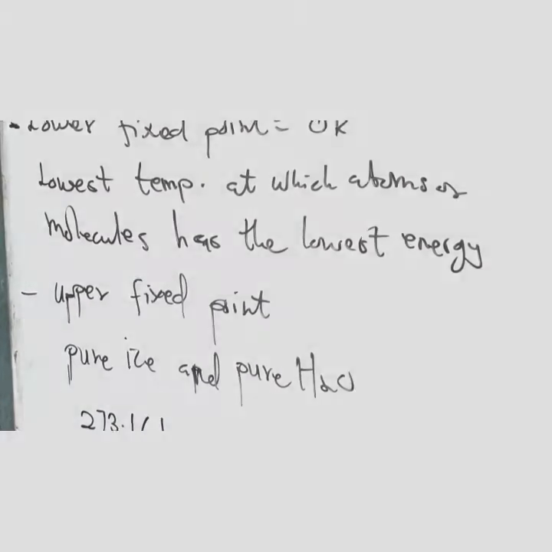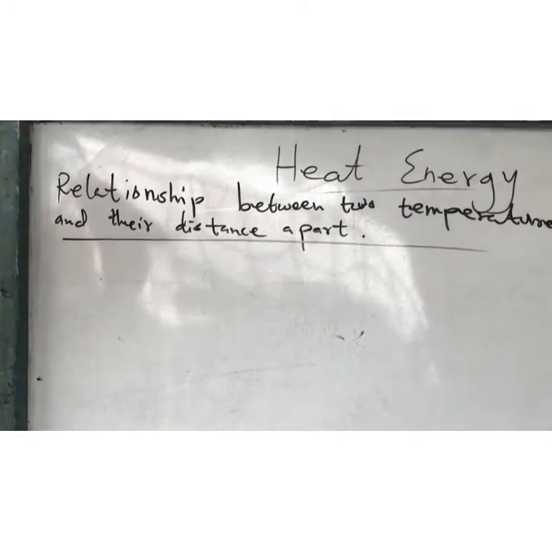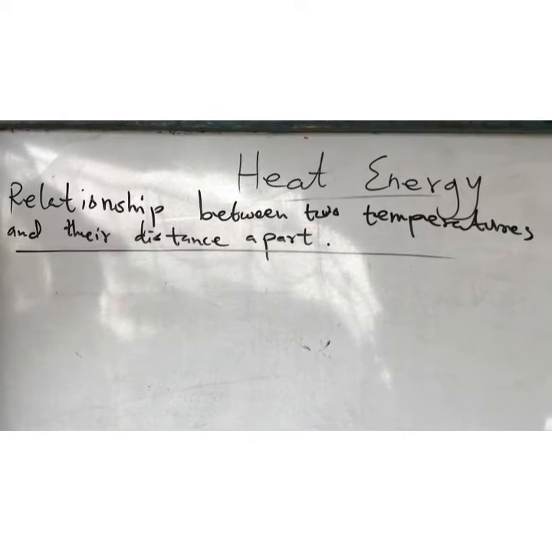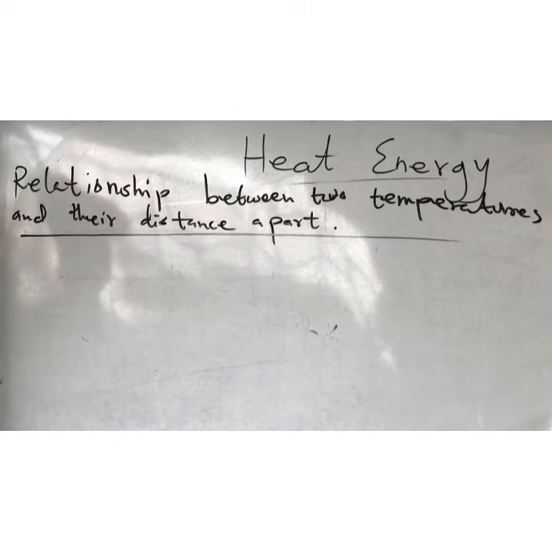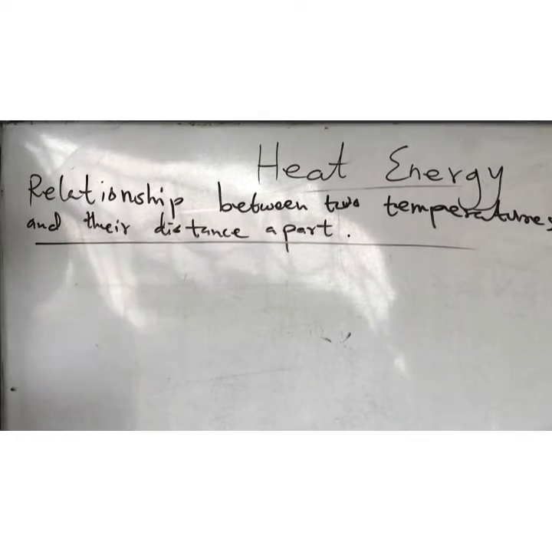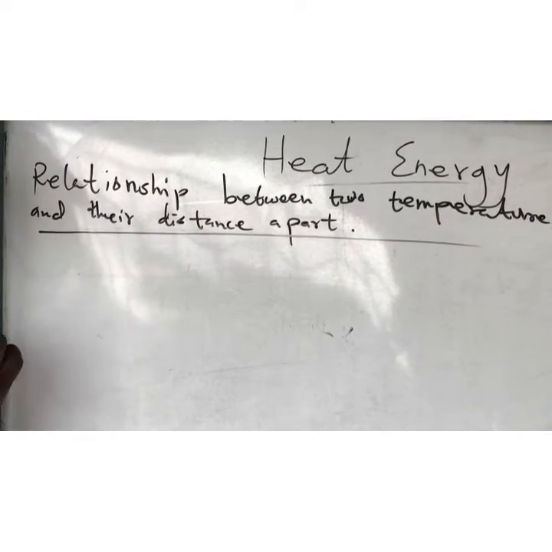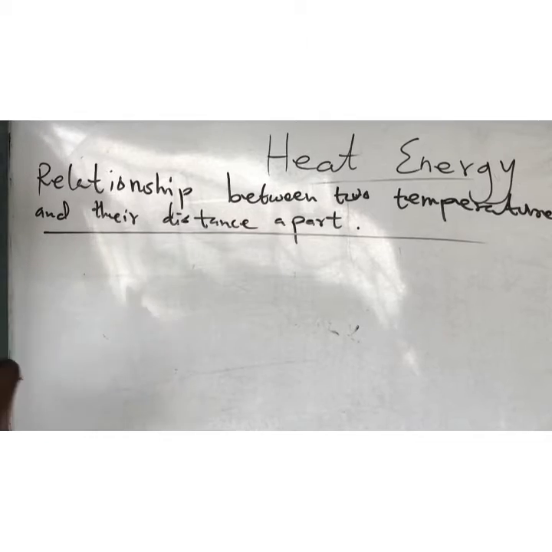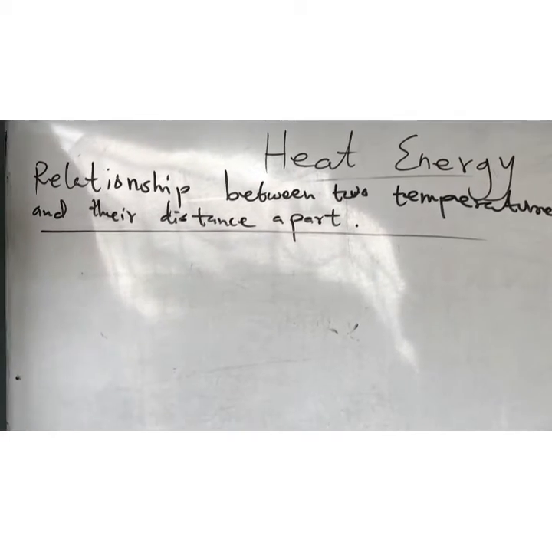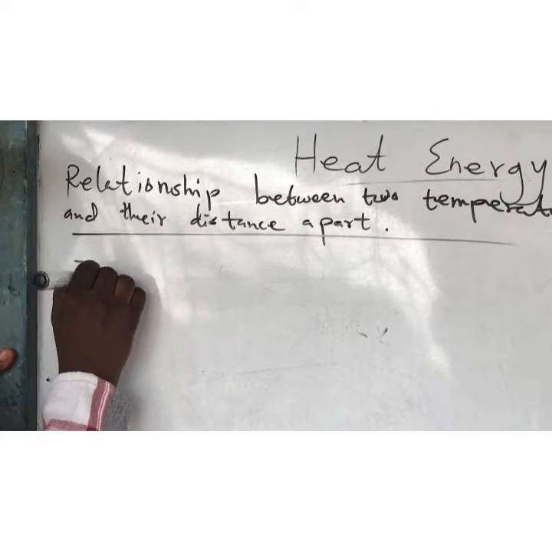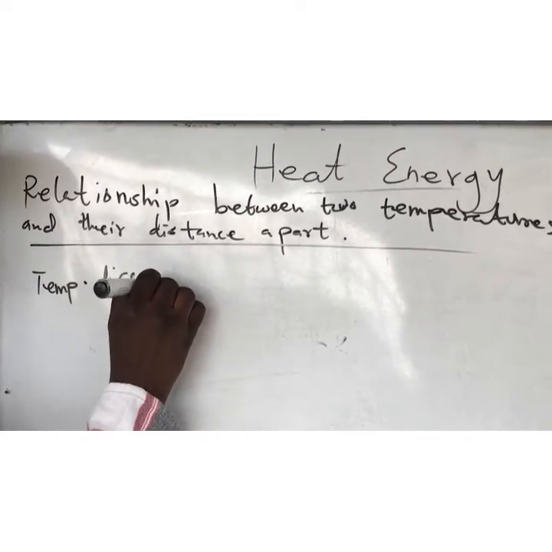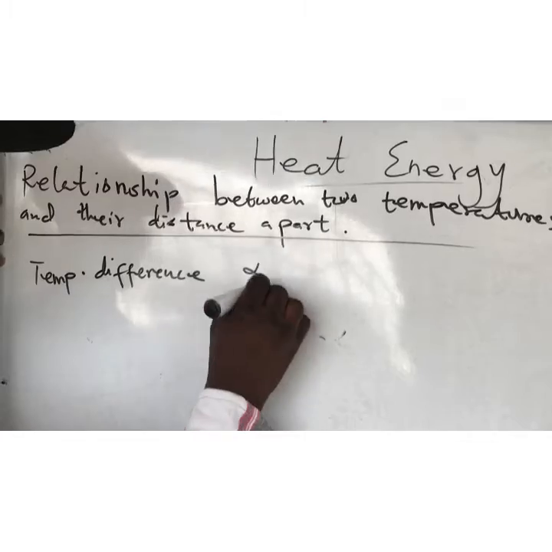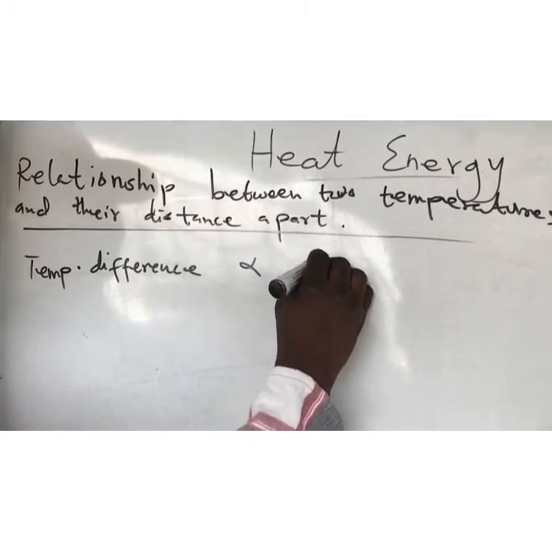273.16 K. We are looking at the relationship between two temperatures and their distance apart on a thermometer scale. So let's say we have a uniform scale. When we have a uniform scale, the temperature difference is directly proportional to the distance apart.